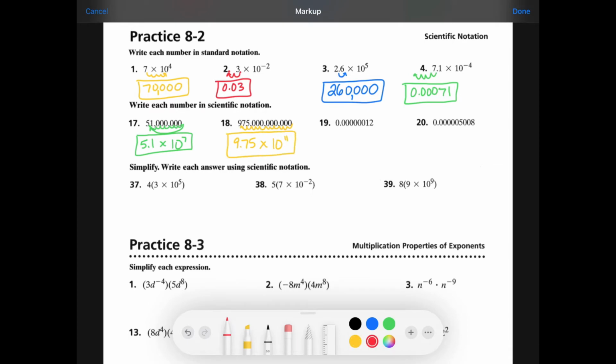Now 19 and 20 are very small numbers, which just means the exponent is negative. So 1.2 times 10, just count how many zeros are in front of it would probably be the easiest way. Or you can see how many places you have to move it. 7.